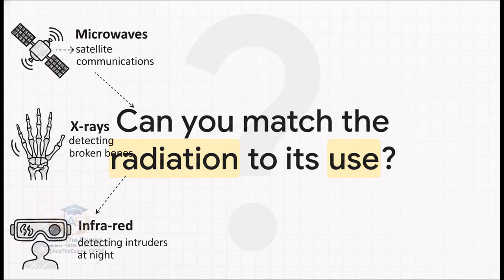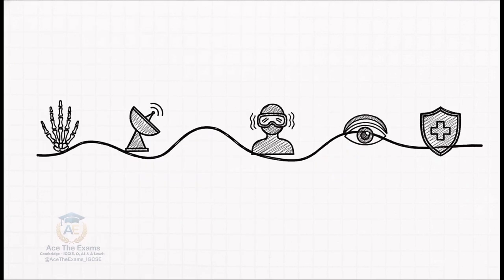In your head, try to match these 3 types of electromagnetic radiation to their real-world uses: detecting broken bones, satellite communications, and detecting intruders at night. How do their specific wavelengths make them useful for these tasks? Let's reveal the answers and see how you did with your mental matching.